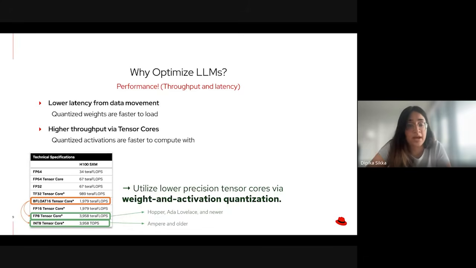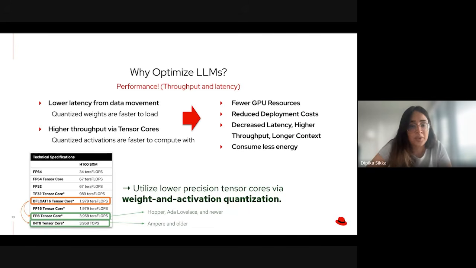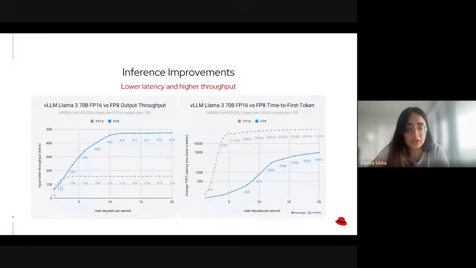And so with that, we're able to get much higher performance by utilizing these tensor cores with both weight and activation quantization. Generally speaking, we're able to use fewer GPU resources, which allows for reduced deployment costs. And overall, we're able to see decreased latency with higher throughput, and leverage these larger contexts without issue. And with all of that, we're able to consume less energy and power in order to serve these types of models. Next slide.